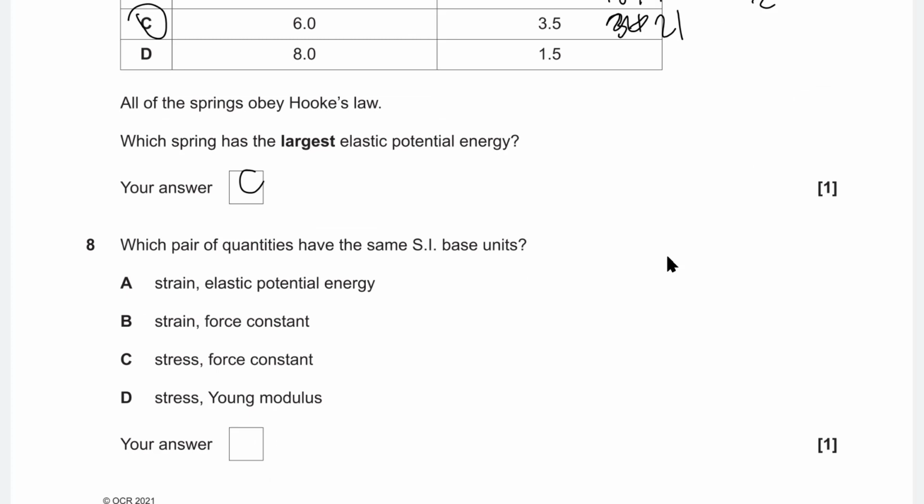Next one, which pair of quantities have the same SI base units? Oh no, different ones. So we have strain or elastic potential energy. Nope, strain is unitless. Strain and the force constant. Nope, once again strain is unitless.